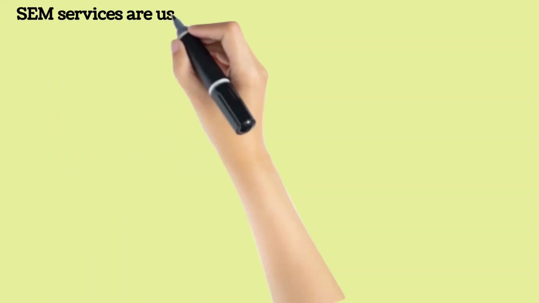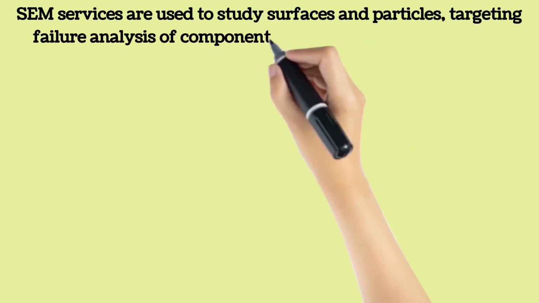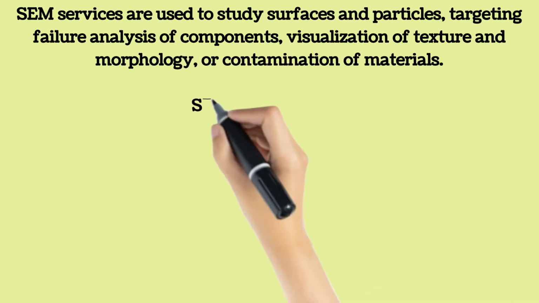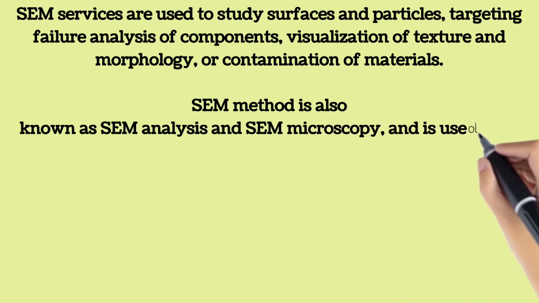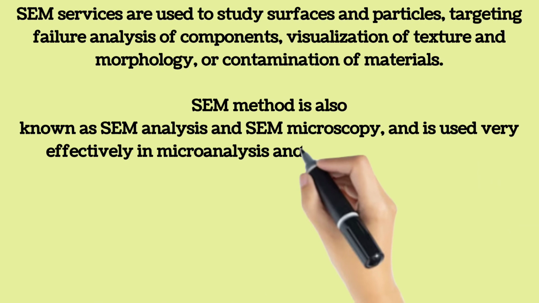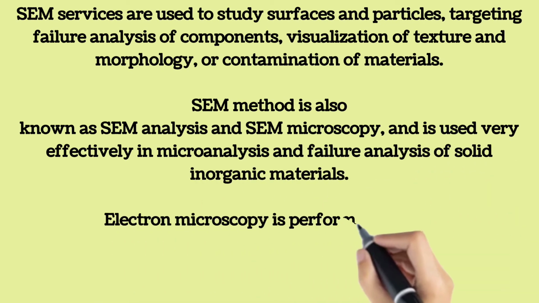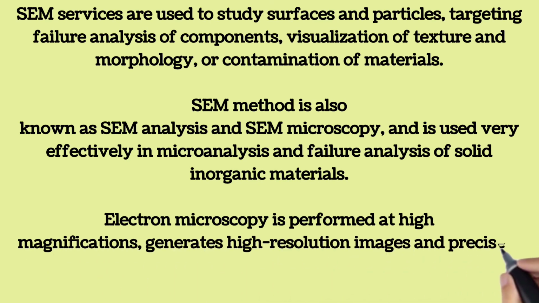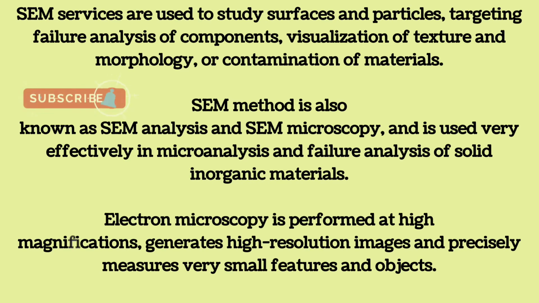Scanning electron microscopy (SEM) services are used to study surfaces and particles, targeting failure analysis of components, visualization of texture and morphology, or contamination of materials. Scanning electron microscopy is a test process that scans a sample with an electron beam to produce a magnified image for analysis. The method is also known as SEM analysis and SEM microscopy, and is used very effectively in microanalysis and failure analysis of solid inorganic materials. Electron microscopy is performed at high magnifications, generates high-resolution images and precisely measures very small features and objects.